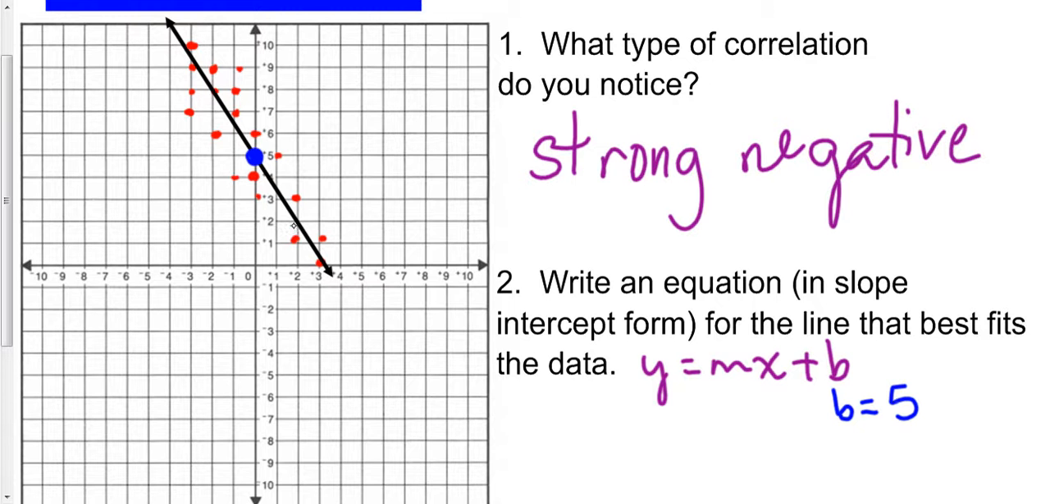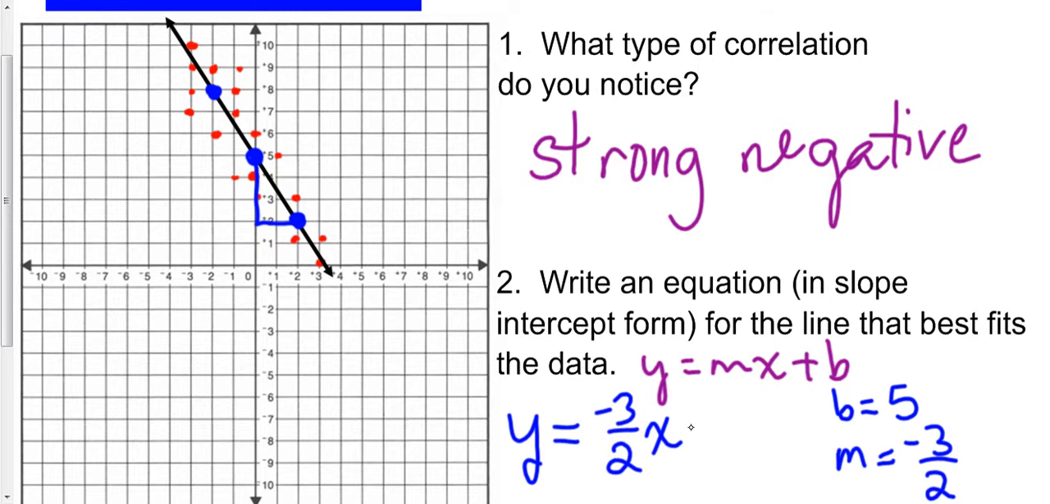And my slope, I want to choose any 2 points on the line. Here's a point there. I can also see a point right up here. And I want to calculate my slope here. Well, as I go from my intercept to my next point, I'm going down 3 and right 2. So my slope is negative 3 over 2. So my equation in slope-intercept form would be y equals negative 3 halves x plus 5. And that is how we work with scatter plots and lines of best fit.